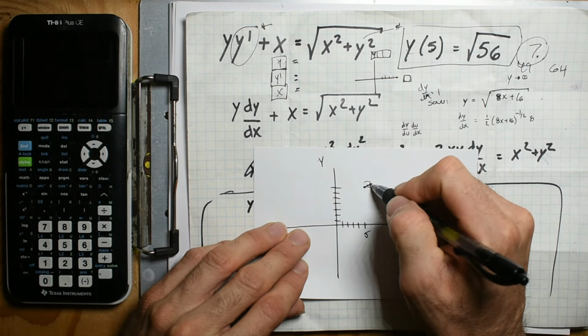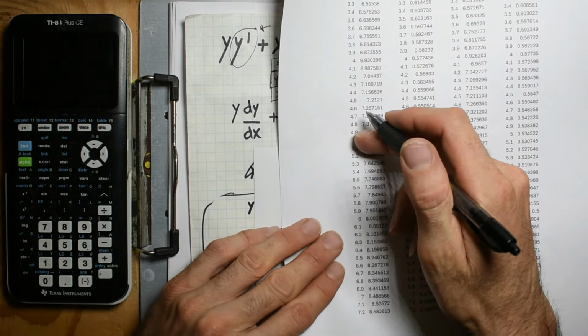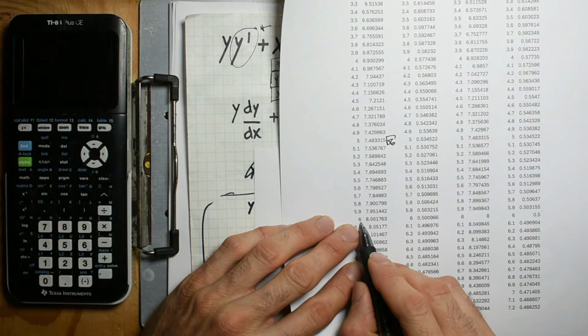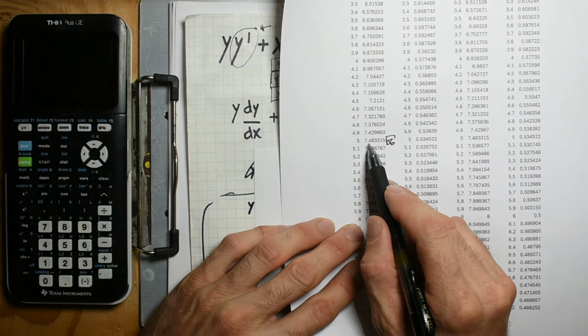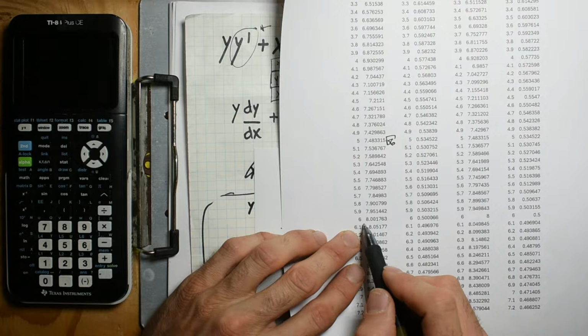And then I can find the next point. The next point at 6 should be 7.7, about 8. And it is. There you go. So it's about 8.